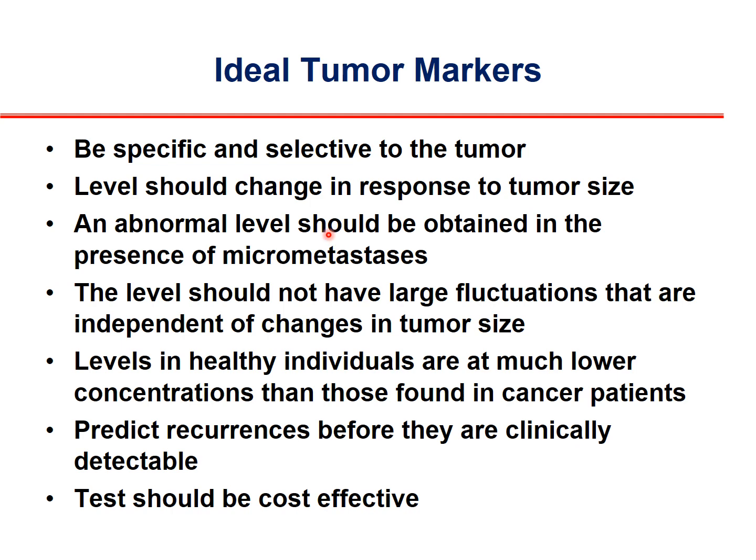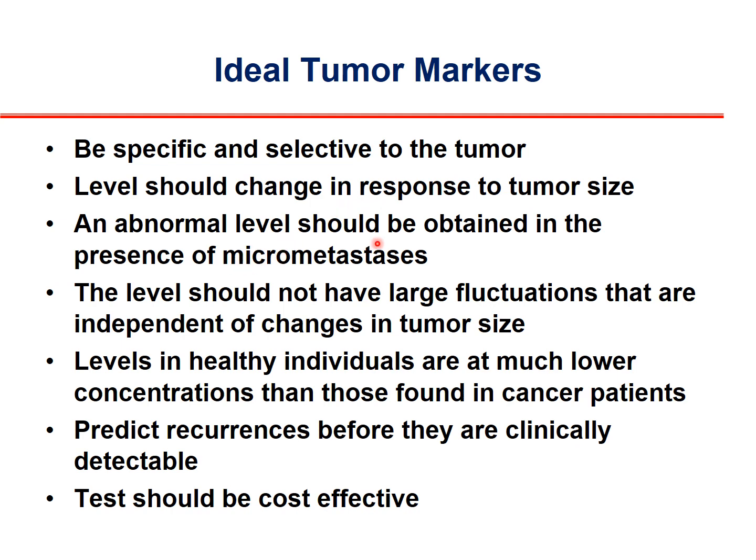What could be the ideal tumor marker? I would say that there is no ideal tumor marker, but we can talk about it. The tumor marker should be specific and selective to the certain tumor that we are testing for. The level of the tumor marker should change in response to the tumor size. So if you have a bigger tumor, the level of the tumor marker should be increased. If you have a smaller tumor, the number should be smaller.